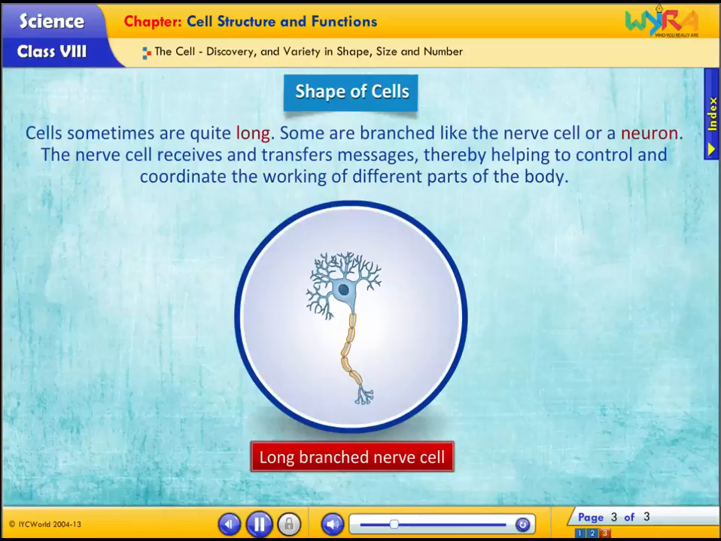Cells sometimes are quite long. Some are branched like the nerve cell or a neuron. The nerve cell receives and transfers messages, thereby helping to control and coordinate the working of different parts of the body.